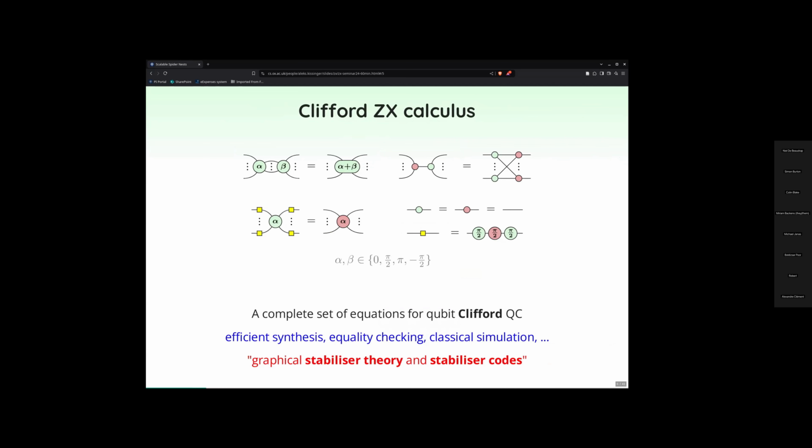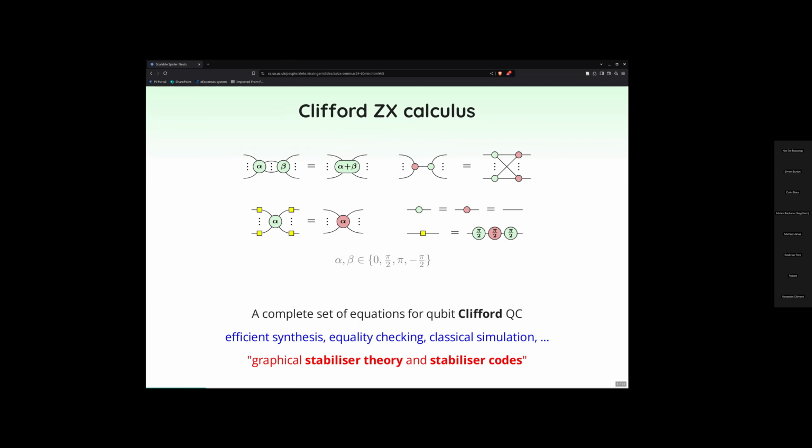So normally we think about fragments of ZX. A couple of relevant fragments are the Clifford fragment. This is where we reduce all of the phase parameters to be integer multiples of pi by 2. And then there's this, which I'm showing here, a complete set of equations for the Clifford ZX diagrams. And a lot of the things that we know how to do for universal diagrams, we actually know how to do efficiently for Clifford diagrams. So we can efficiently synthesize, say, Clifford circuits out of unitary Clifford ZX diagrams. We can do efficient equality checking. We can do strong classical simulation, compute arbitrary marginal probabilities, that sort of thing.